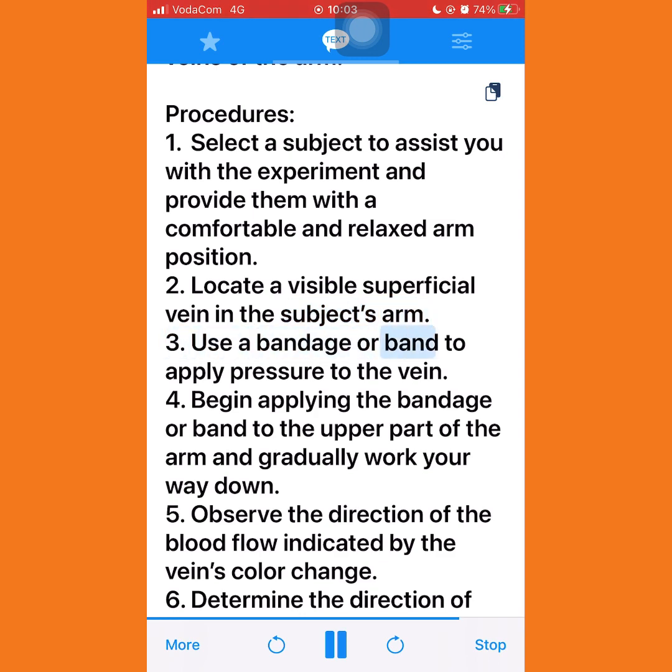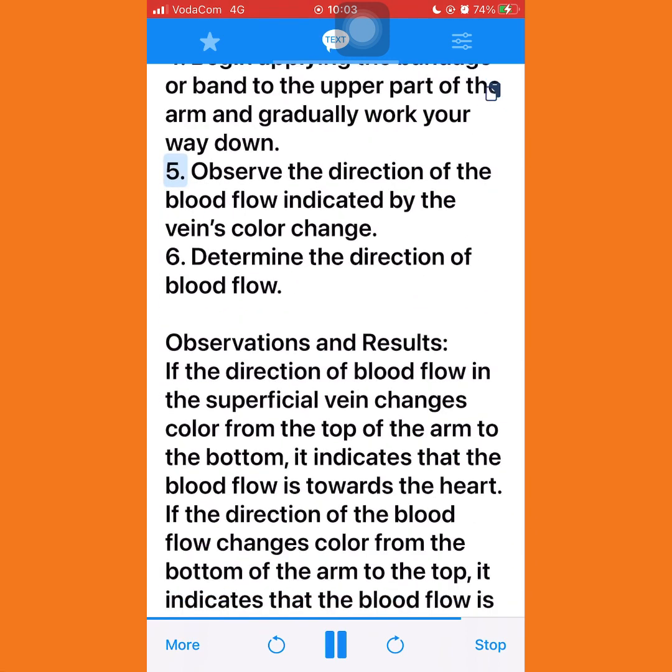3. Use a bandage or band to apply pressure to the vein. 4. Begin applying the bandage or band to the upper part of the arm and gradually work your way down. 5. Observe the direction of the blood flow indicated by the vein's color change. 6. Determine the direction of blood flow.